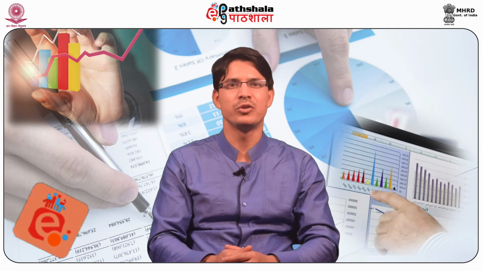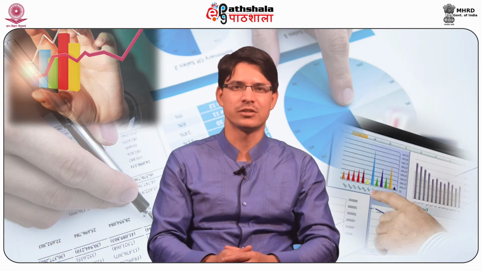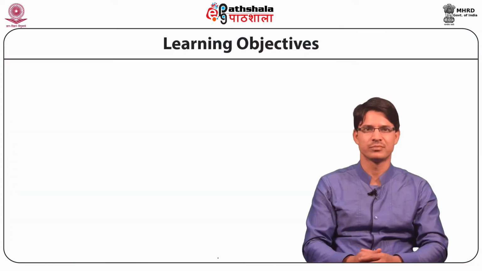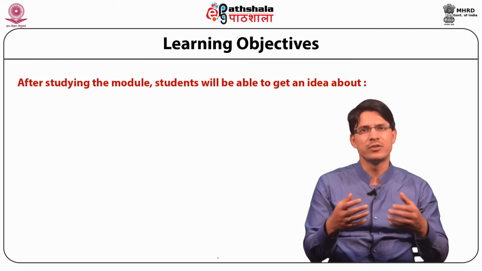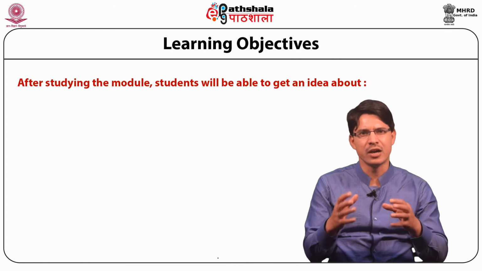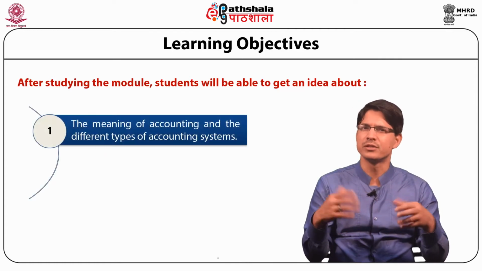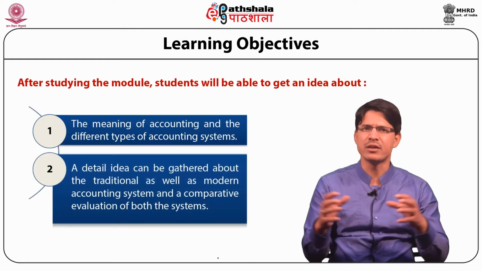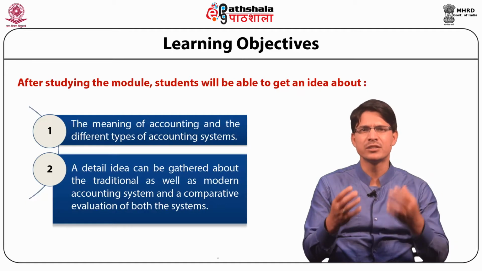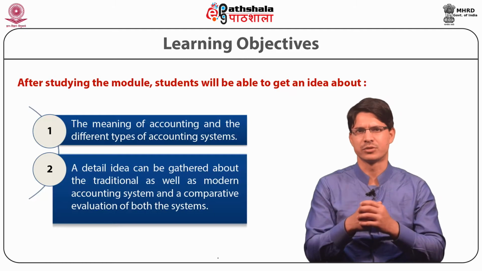Today we are going to talk on the module Traditional and Modern Accounting System from the paper Accounting and Financial Analysis. Learning objectives. After studying the module, students will be able to get an idea about the meaning of accounting and the different types of accounting systems. Further, a detailed idea can be gathered about the traditional as well as modern accounting system and a comparative evaluation of both the systems.